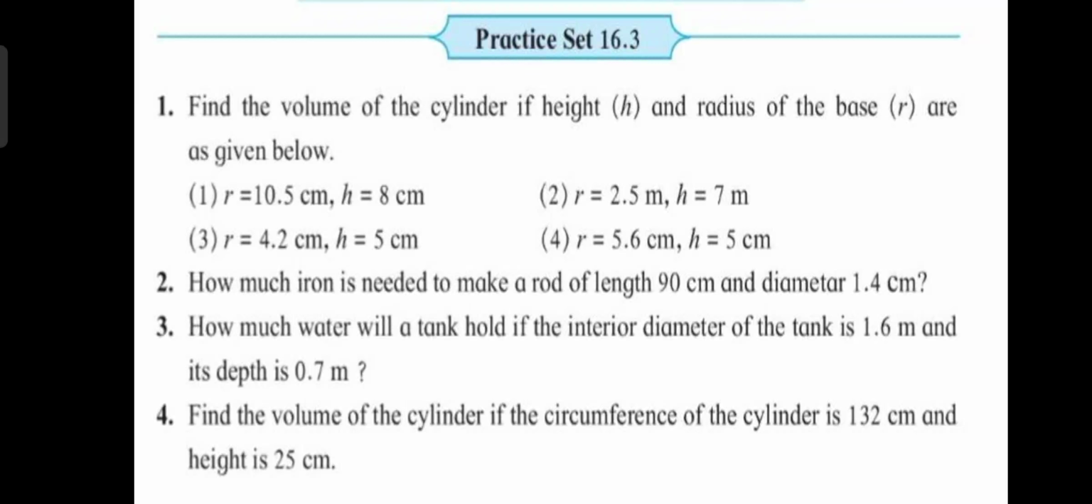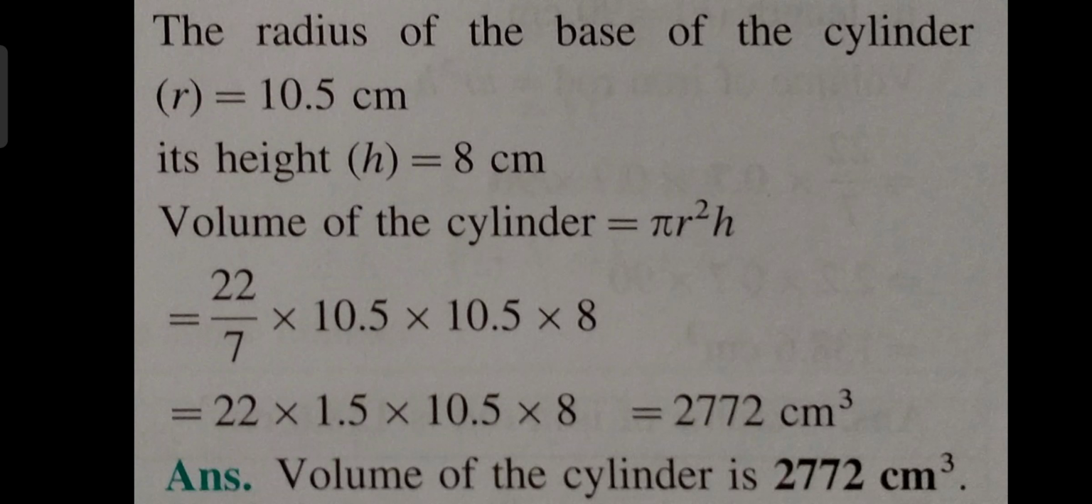So students, till now we have seen the surface areas. Now we are going to see the volume in this practice set 16.3. The first one: find the volume of the cylinder if height h and radius of the base r are as given below. In the first one, r is 10.5 centimeter and h is 8 centimeter. So as per the formula we are going to solve. The radius of the base of the cylinder r is 10.5 centimeter and the height h is 8 centimeter.